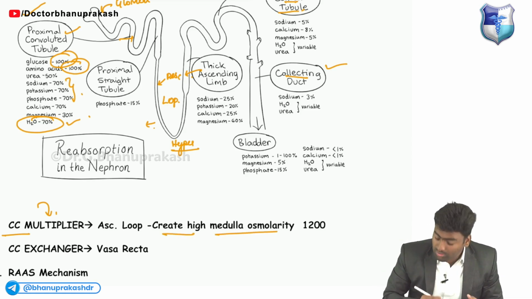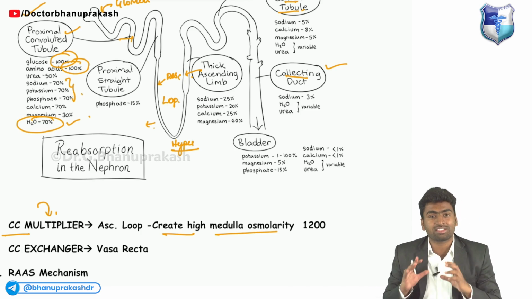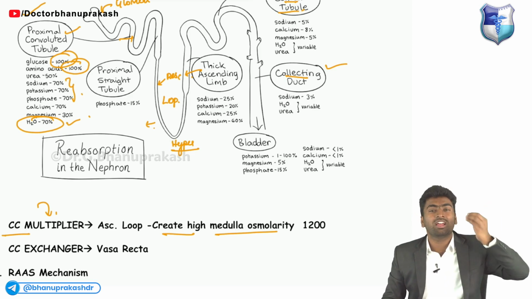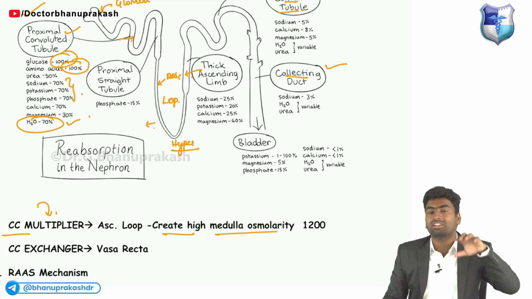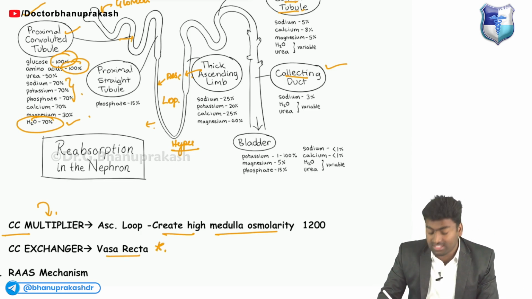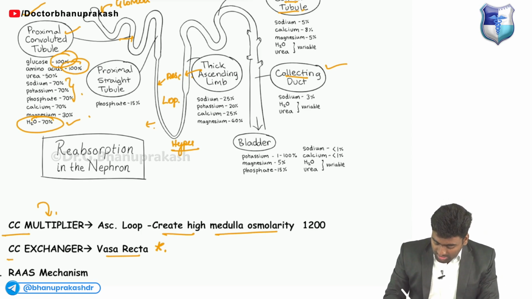So this is known as the countercurrent multiplier system. This countercurrent multiplier will be done by the loop of Henle. Once it is multiplied, someone should maintain it, right? So this countercurrent system will be maintained by the vasa recta. The vasa recta maintains the countercurrent, which is known as the countercurrent exchanger.